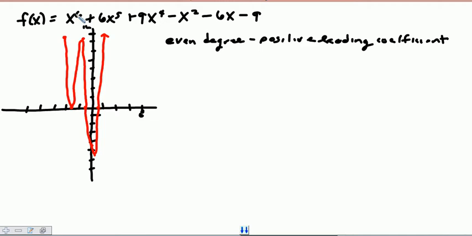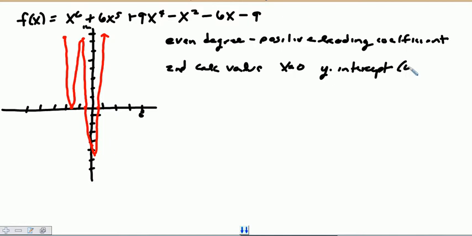Things that we might need to find. First of all, you might be asked to find the y-intercept. So if I do second calc value after I have graphed this on my calculator and say x is equal to 0, then I can determine my y-intercept. And my y-intercept here is 0, negative 9, where it crosses the y-axis, and it crosses right here. We've got a y-intercept of 0, negative 9.